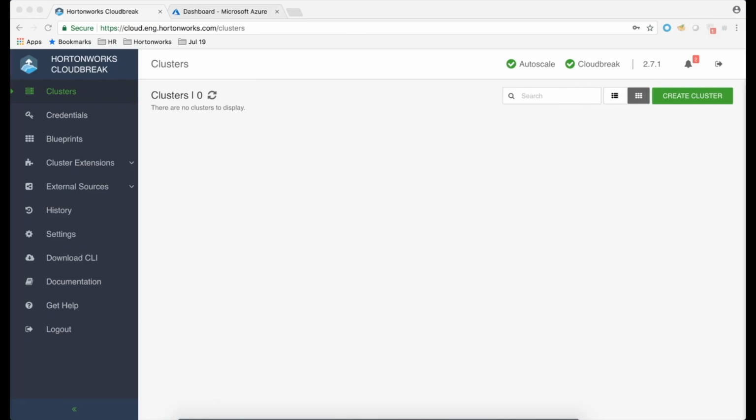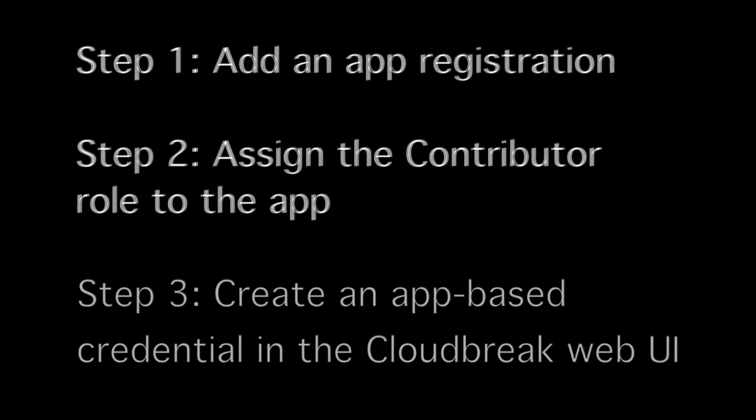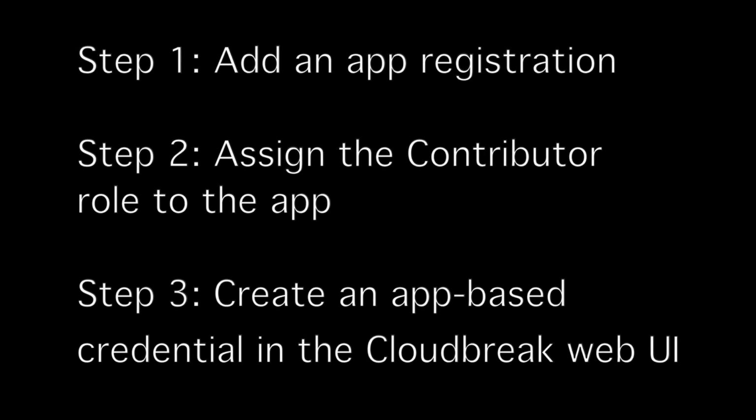In this video, I will demonstrate how to create an app-based Cloudbreak credential on Azure. The credential creation process involves 3 steps. The first step is adding an application registration on the Azure Portal. The second step is assigning the contributor role to the application registration. And the third step is creating an app-based Cloudbreak credential in the Cloudbreak web UI.